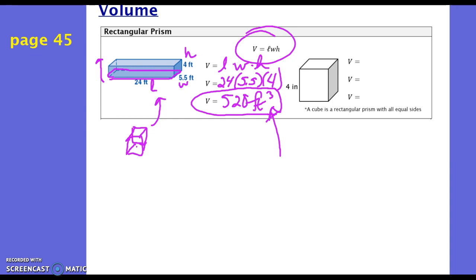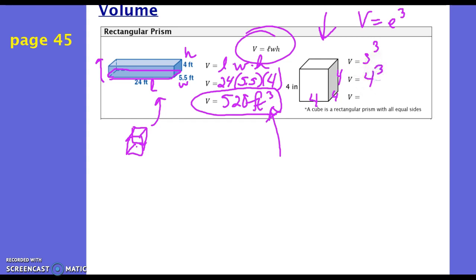Now off to the right hand side, this is still at the top of page 45, we have a cube. And again, remember what's special about a cube. All of the sides are the same. So if you take the length times the width times the height, you're just taking the length of a side and timesing it by itself 3 times, which is cubing a number. So we can say the volume is a side cubed, or sometimes you'll see it written as the volume is the edge cubed. The length of an edge is the length of a side. And so we're just going to take this number 4 and times it by itself 3 times.